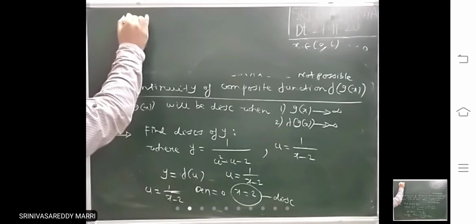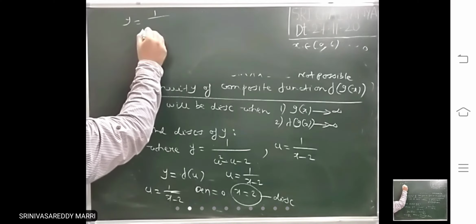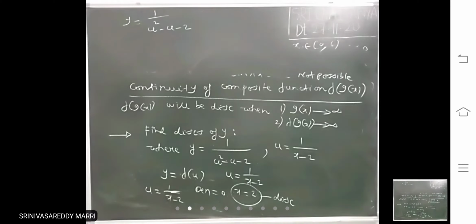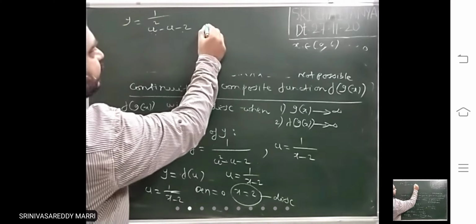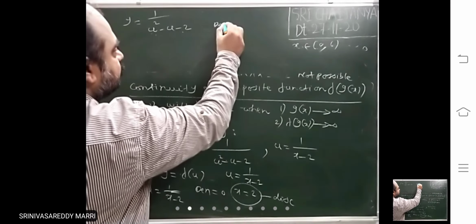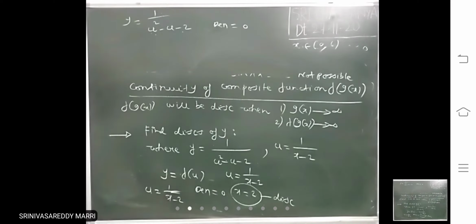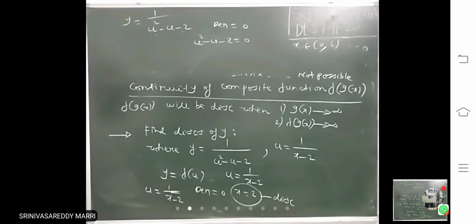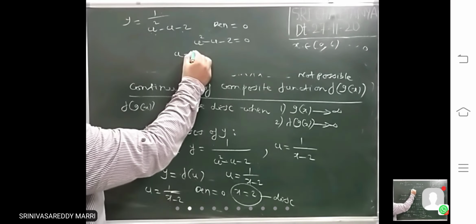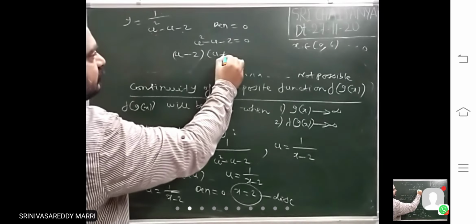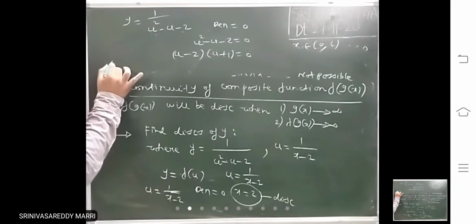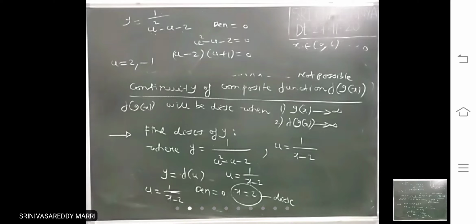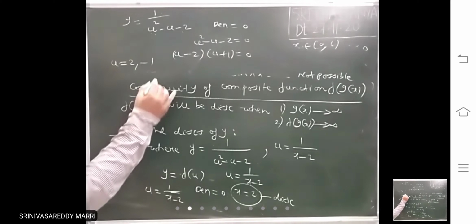So next, take y: 1 by u squared minus u minus 2. When this denominator equals 0, it will also become infinity and will not be defined. That means u squared minus u minus 2 equals 0. Factorize this: u minus 2 into u plus 1 equals 0. What values will you get? u equal to 2, comma, minus 1. But you have to find the x values.